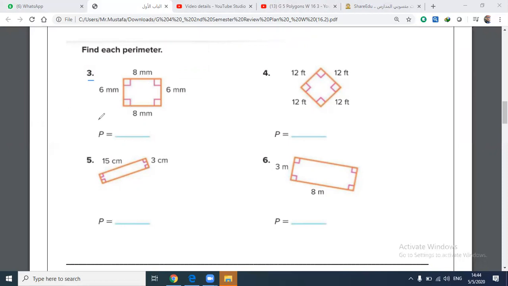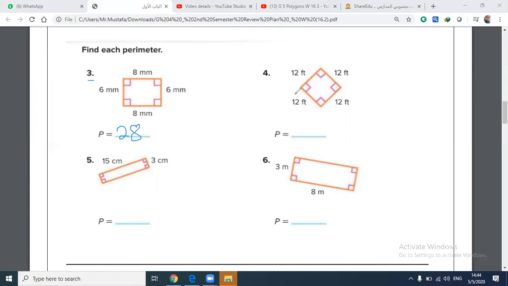28. 28, are you sure? Yes, excellent. 8 plus 6 plus 8 plus 6 equals 28, or I can use a formula by multiplying the length by 2 and the width by 2, and then finding their sum. This will be 16, this will be 12, 16 plus 12 equals 28.